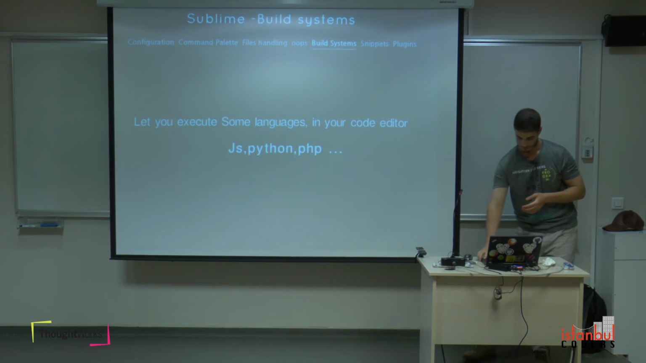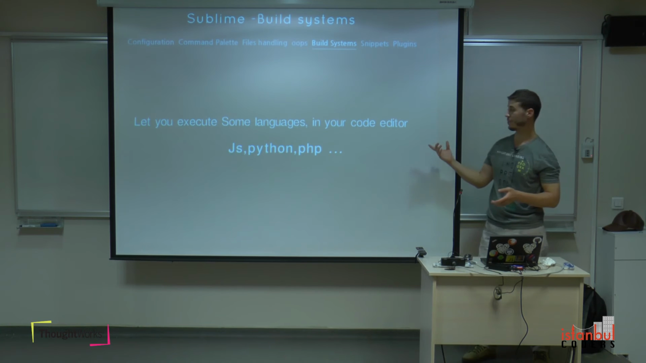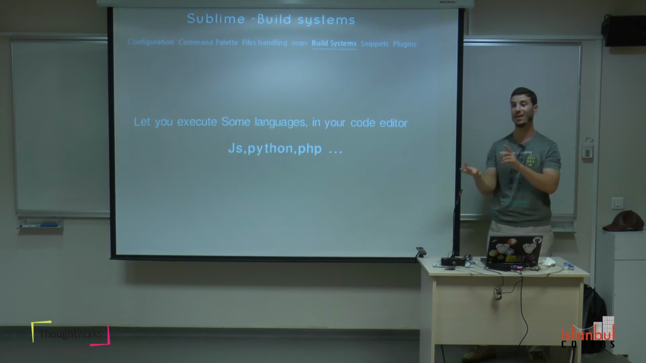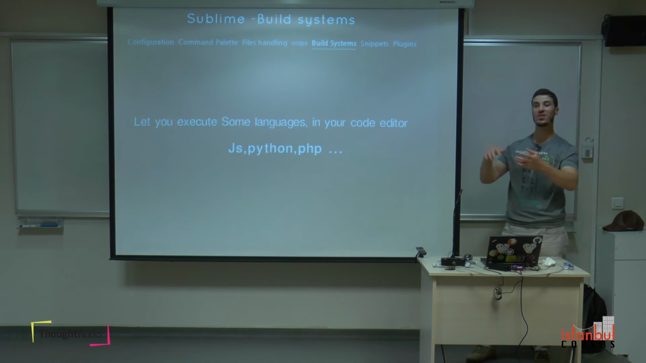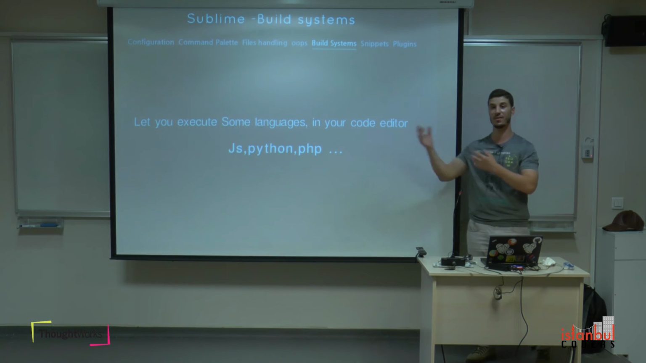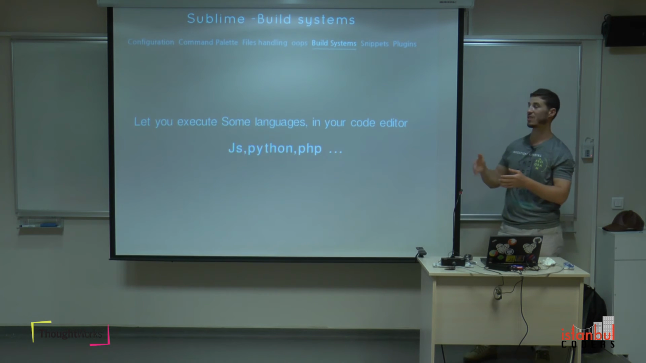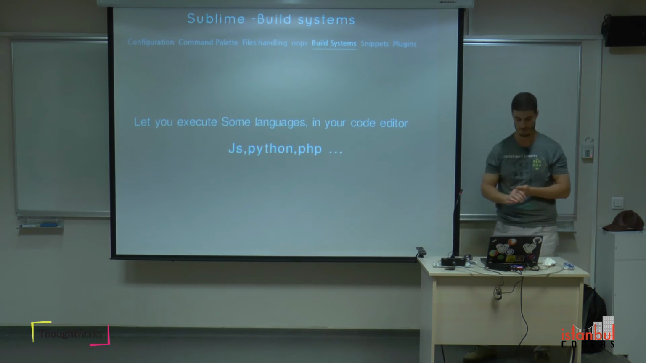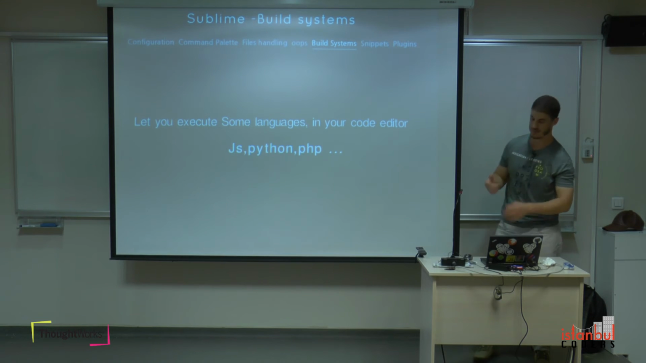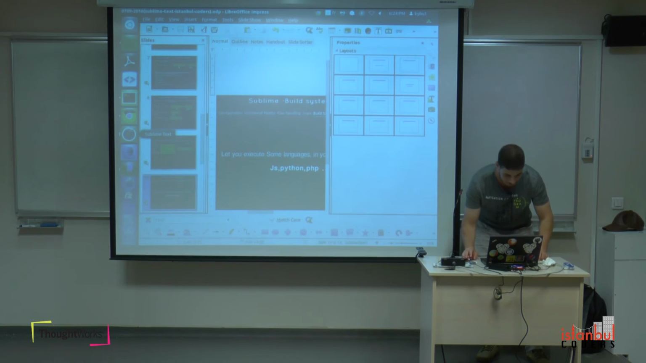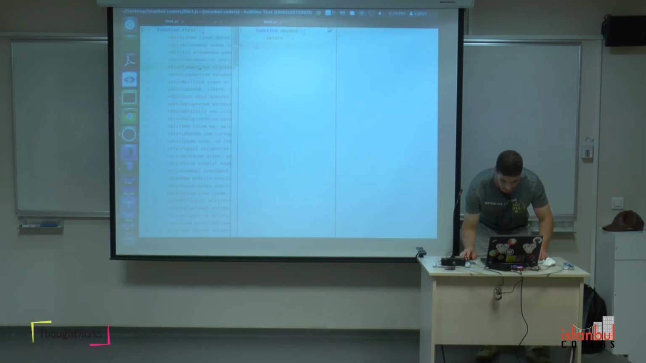Okay. For example, JS, Python, and PHP. You can also compile C files and Ruby and every language. Why? Because it just communicates with the interface. It's just like a middleman. Okay. Let me show you how to write build systems. For example, let's just close this.